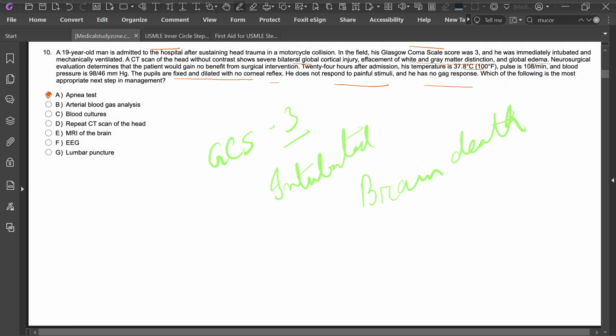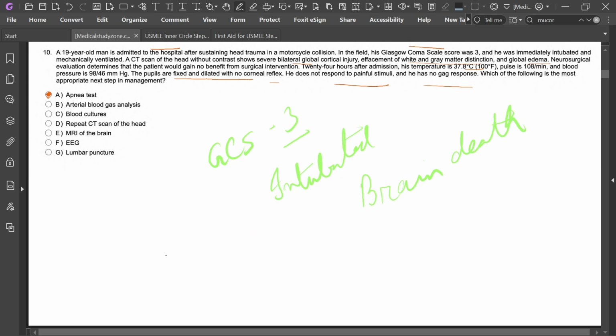Okay, so according to this, as GCS is very low and there is no brainstem reflex, we need to do the apnea test for confirmation that the patient is actually brain dead. Then finally we can remove the ventilator without the permission of the family. It says that this is the procedure.